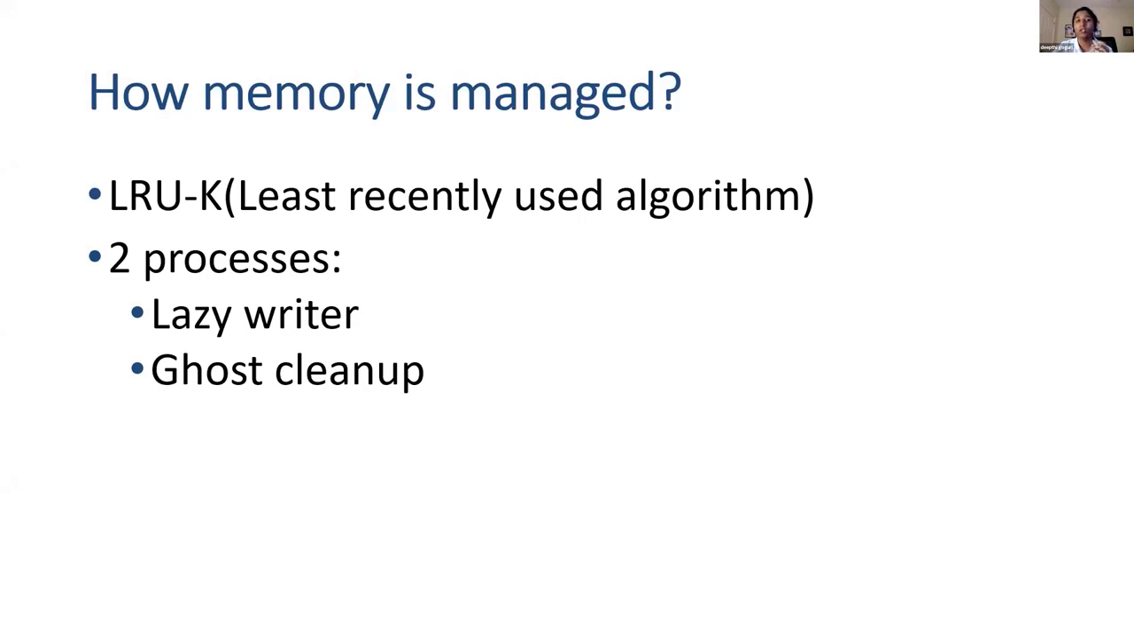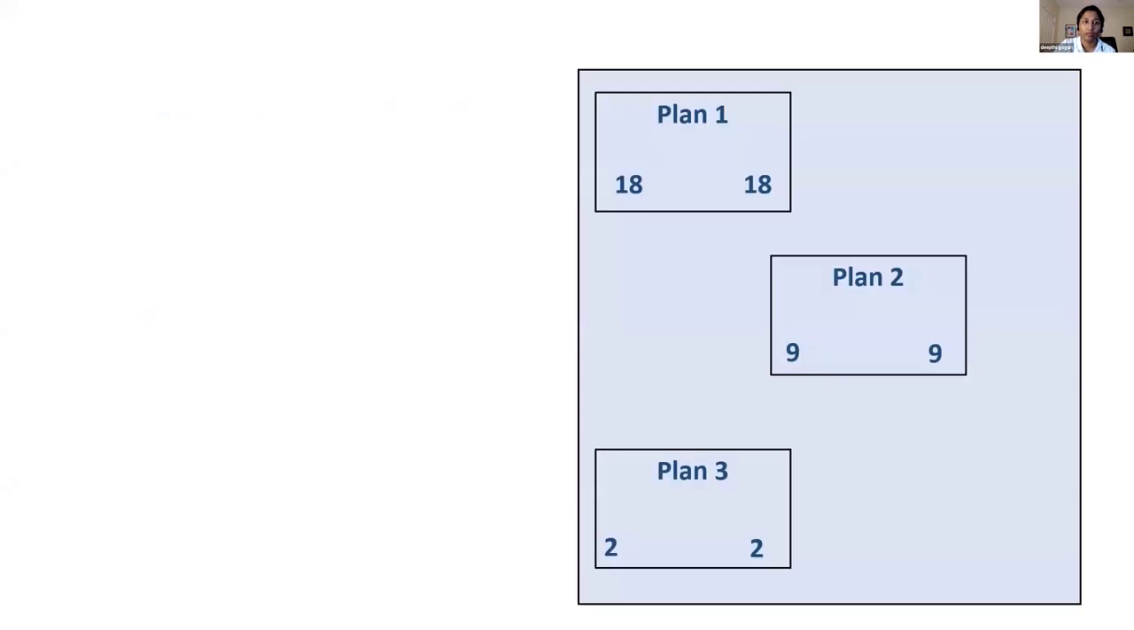So there are two processes that manage the memory: one is the lazy writer and the other is the ghost cleanup. Let's talk about the lazy writer in the plan cache. This diagram shows the plan cache in my example, and there are 3 execution plans: plan 1, plan 2, and plan 3 in my plan cache.